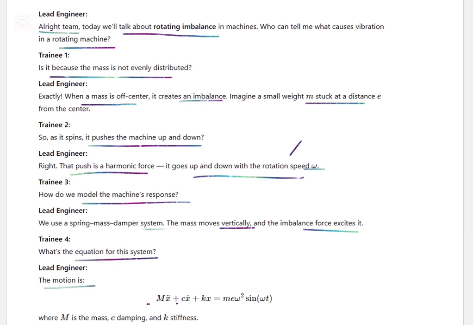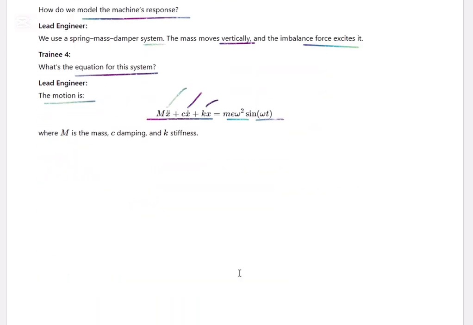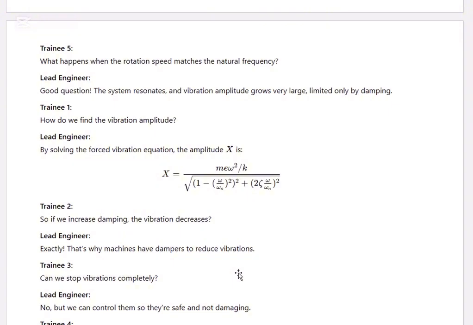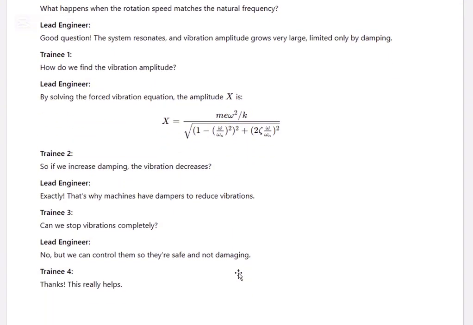The equation of motion is m x double dot plus c x dot plus k x equals m e omega squared sine omega t. We know here m is the mass, c is damping, k is stiffness. What happens when the rotation speed matches the natural frequency? Then that becomes resonance. The vibration amplitude grows very large but is limited by the damping. How do we find the vibration amplitude? By solving the forced vibration equation, the amplitude X is the magnitude of the forced vibration.